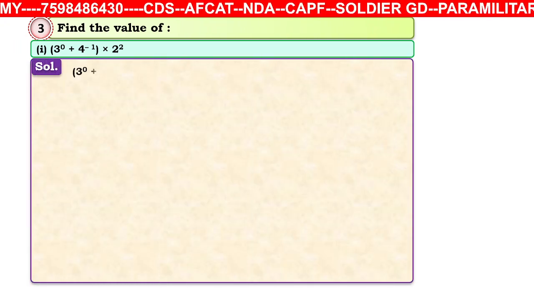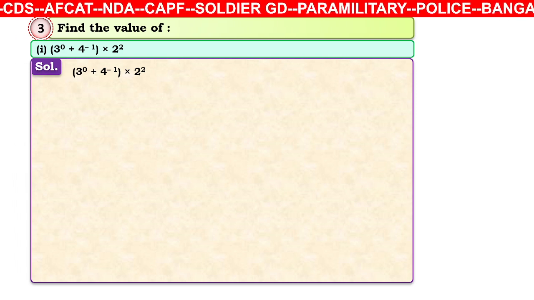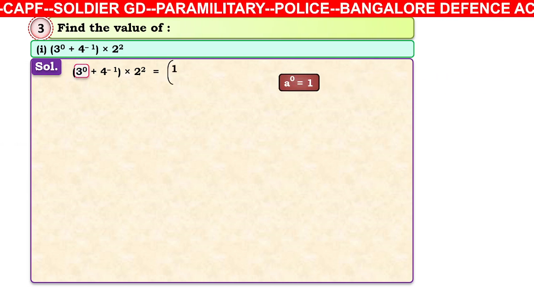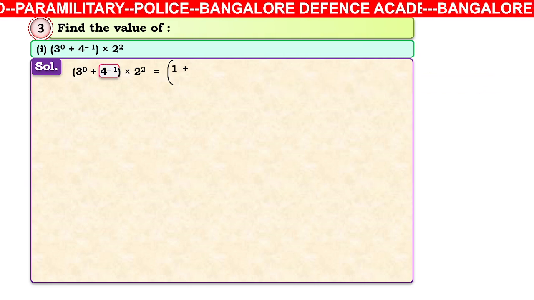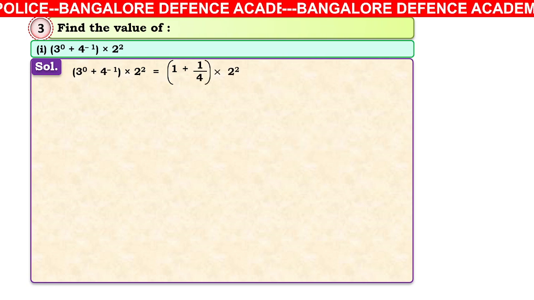So the first thing, if you see here, 3 to the power of 0, you know anything to the power of 0 is 1. Okay, so what happens here? The first value will be equal to 1, and this is 4 to the power of minus 1. Can I take it to the denominator? I can write it as 1 by 4 and bracket into 2 square.